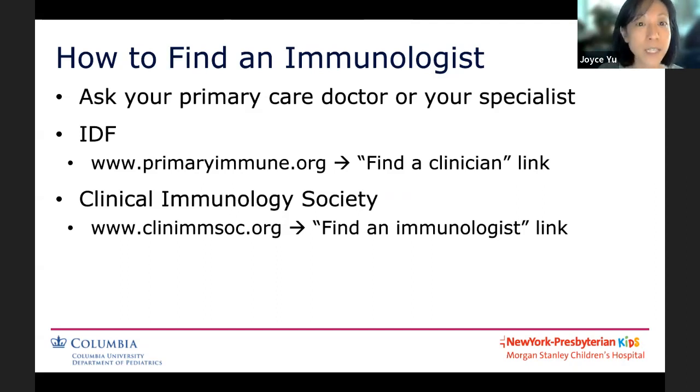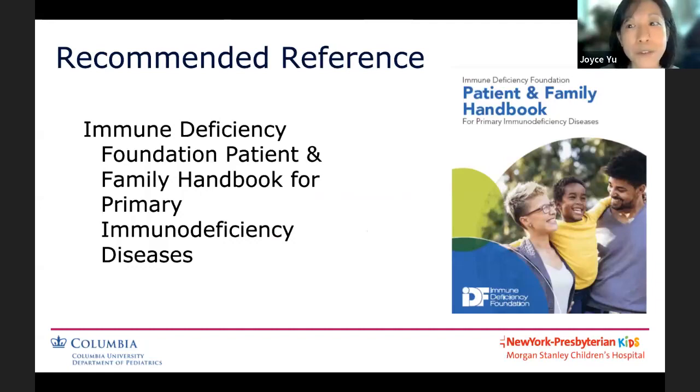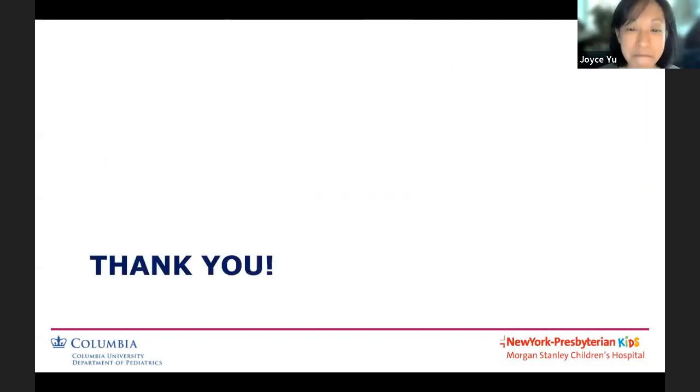And finally, just a little plug for the Patient and Family Handbook, which is a very good recommended reference. Those diagrams came from the Patient and Family Handbook, and there is a nice overview of the immune system in there as well. In addition, there are also sections on very specific immune deficiencies, which is a very good overview and a launching pad for learning more about immune deficiency. So, thank you.